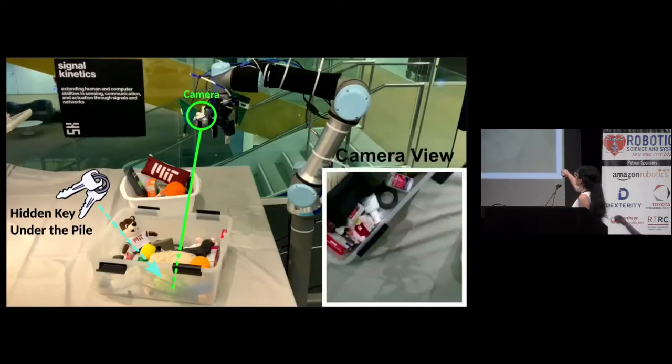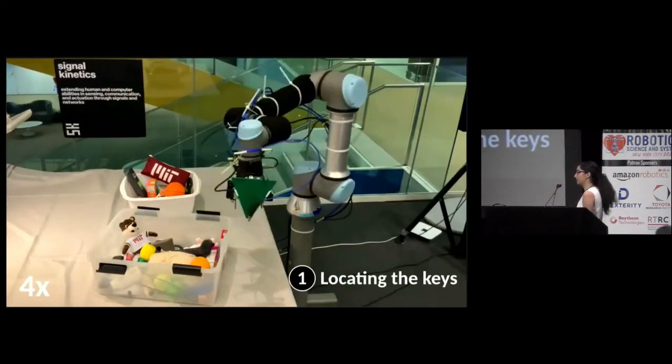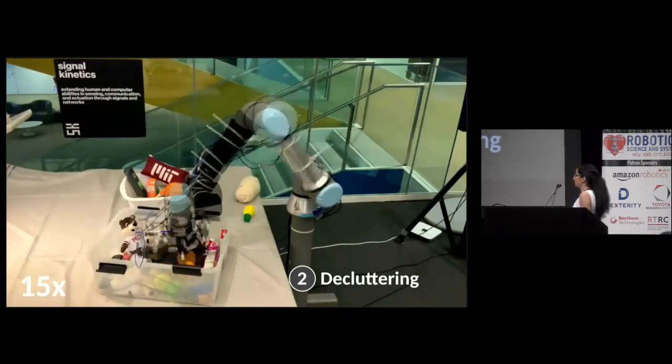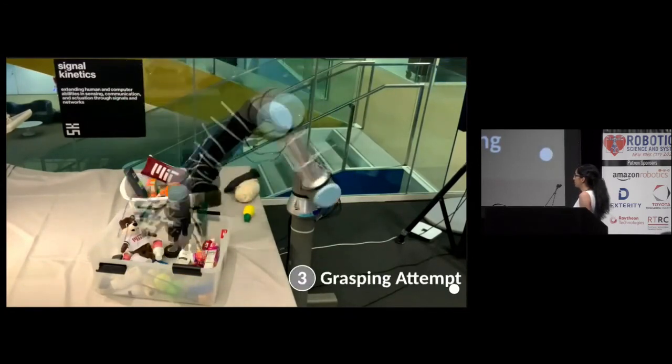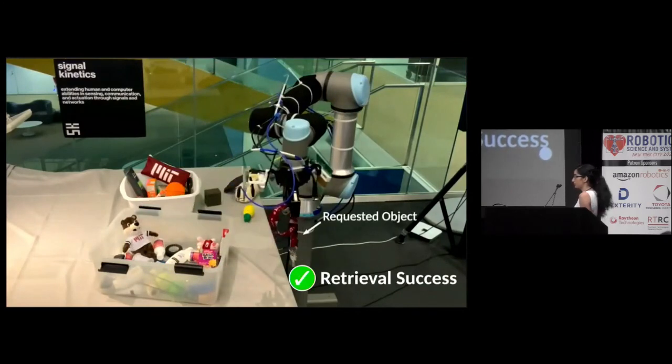Here you can see in the camera view that the item is not visible. Our system is able to locate the key and then purposefully declutter its environment so that it can extract the item of interest. And then when it gets it and retrieves it, it can declare task completion.